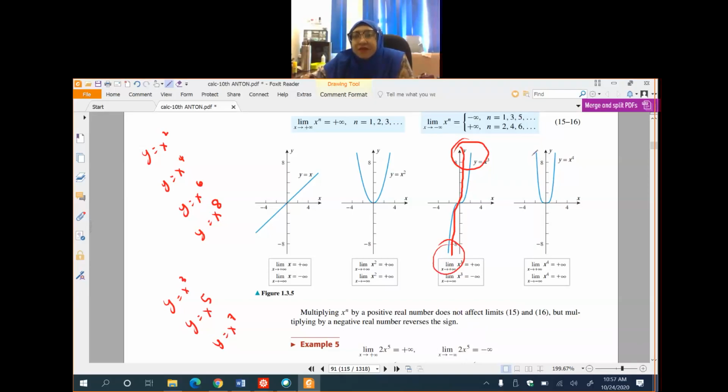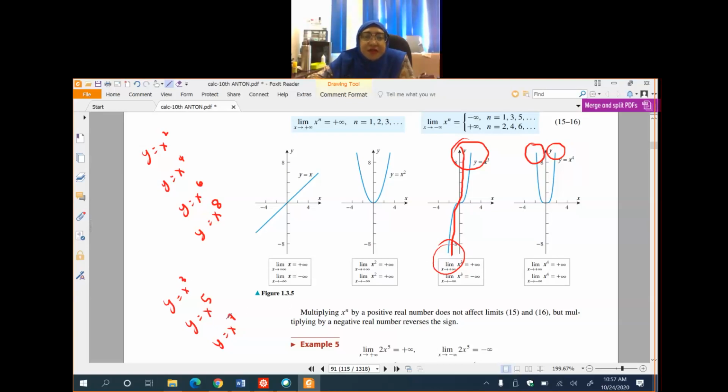Okay, what about this one? Sorry, the limit of x to the power of 4 as x tends to plus infinity is going up, isn't it? So it is plus infinity. The limit of x to the power of 4 as x tends to negative infinity, this one is going up as well, so it is also plus infinity. Okay, so it's similar to this one. This one is plus infinity as well, this is plus infinity.